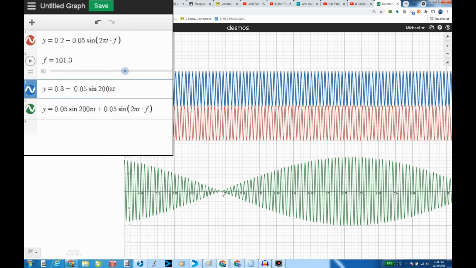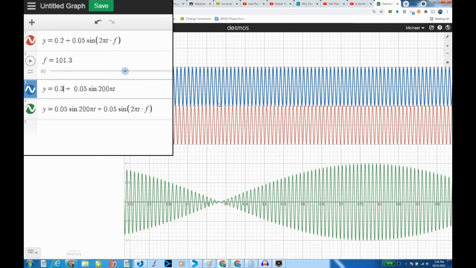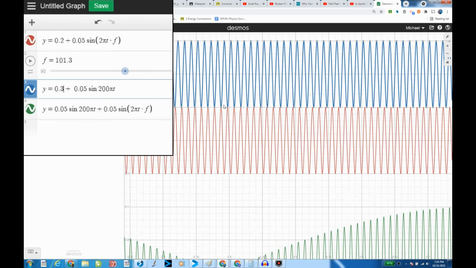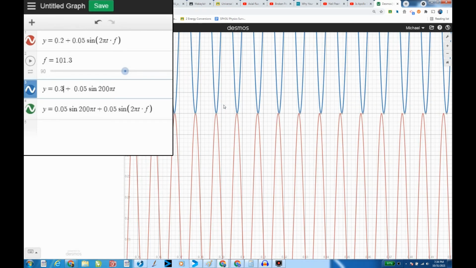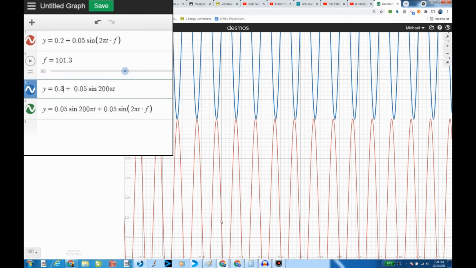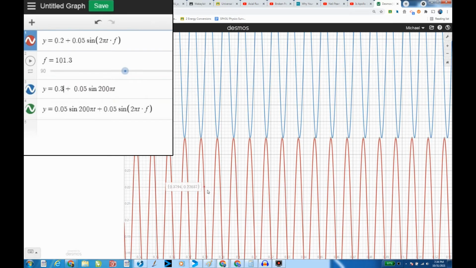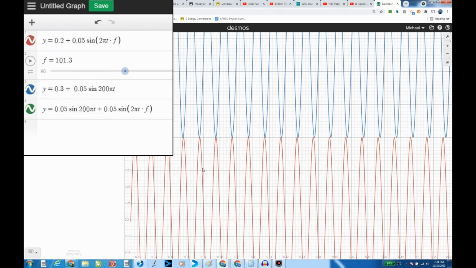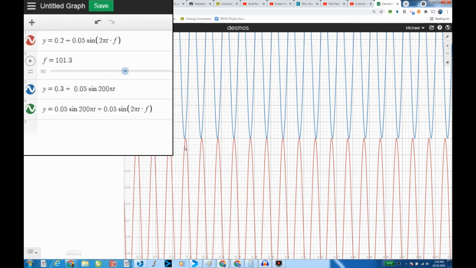Let's zoom in here. The only way these two waves could have added up to 0 is if they were in opposition to each other. And sure enough, when we zoom in here, we can see that as this red wave was at its maximum, the blue wave wasn't at its maximum. It was down at the bottom. So it totally canceled.